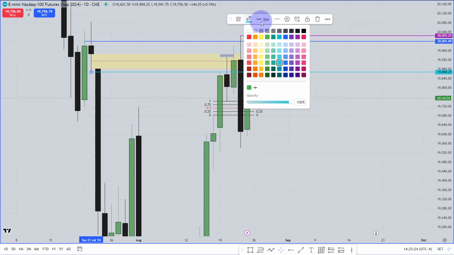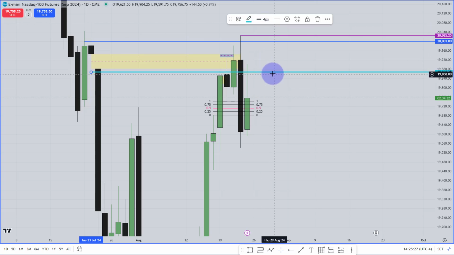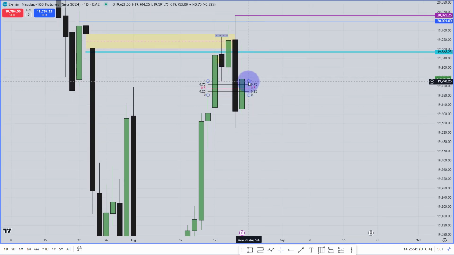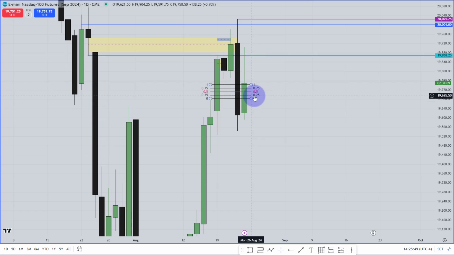This line, I'm just going to make it much thicker. So this line is the daily sell side imbalance, buy side inefficiency high. Keep that in mind: this line and these four lines. This is the buy side imbalance, sell side inefficiency: the high of that buy side imbalance, sell side inefficiency, upper quadrant, 50%, lower quadrant, and the low. Keep these two lines in your mind.